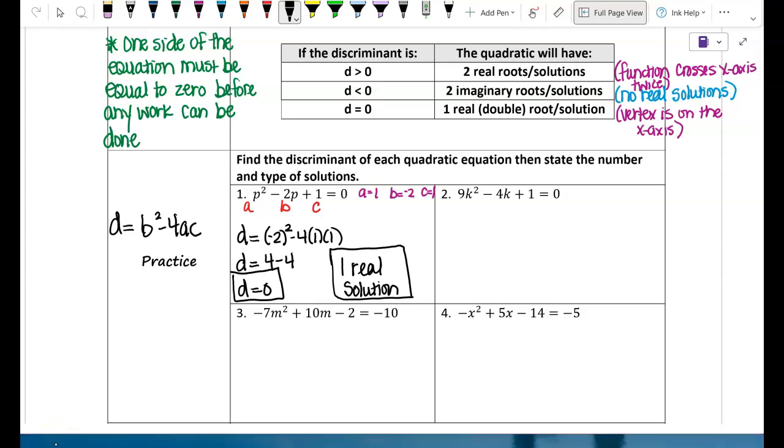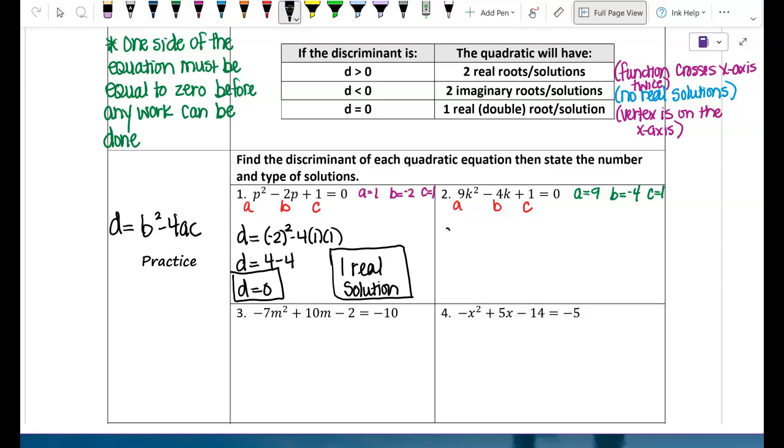All right, number 2, 9k squared minus 4k plus 1 equals 0. Again, one side is already equal to 0, so I don't have to move anything here. I can go right into identifying my A, my B, and my C. In this case, A equals 9, B equals -4, and C equals 1. Once I've identified them, then I can substitute them in.